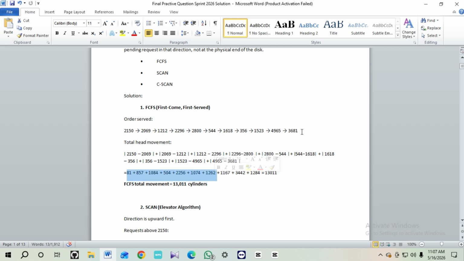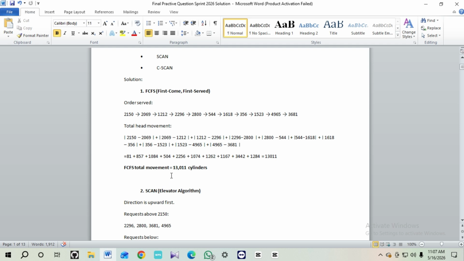So this way we keep going until we reach 3681, and from the differences we found the movement. Each time the cylinder head moves, its position moves these steps. We add all of them together and found 13,011. So in first come first serve the total movement is 13,011 cylinders.